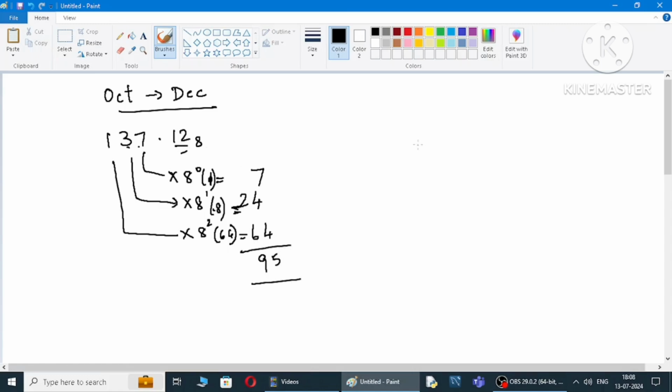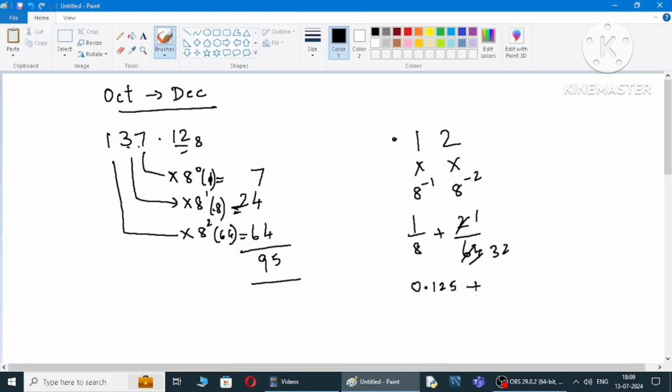Now move on to the decimal number part, 0.12. 1 into 8 power minus 1, 2 into 8 power minus 2, which is 1 by 8 plus 2 by 64, because 8 power 2 is 64. So this will become 1 by 32. 1 by 8 is 0.125. 1 by 32 is 0.03125.